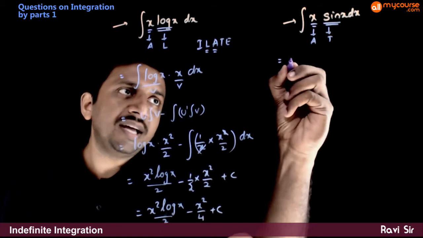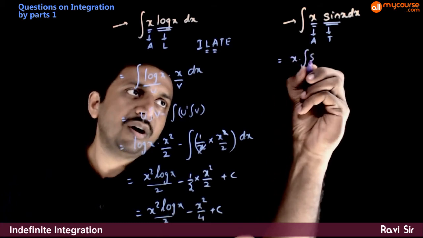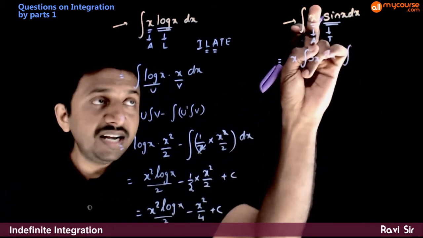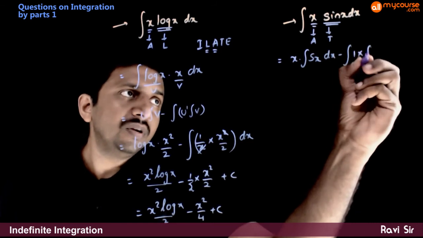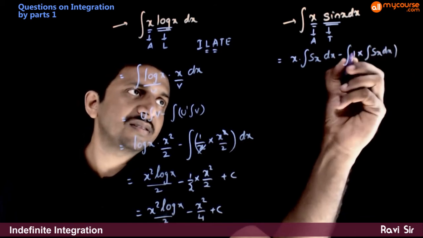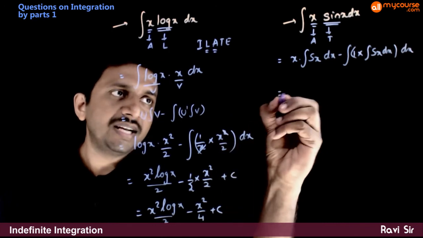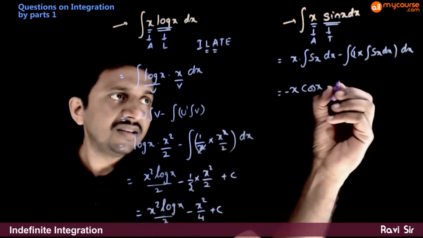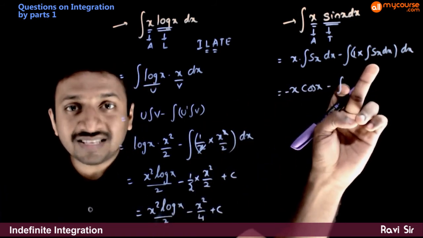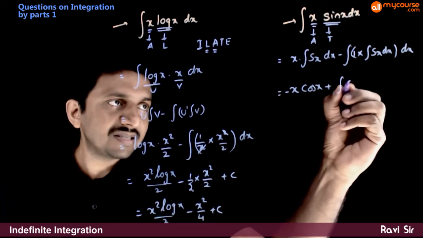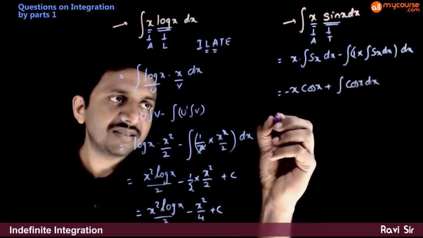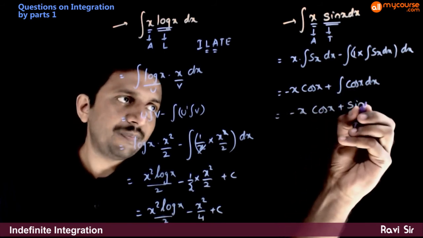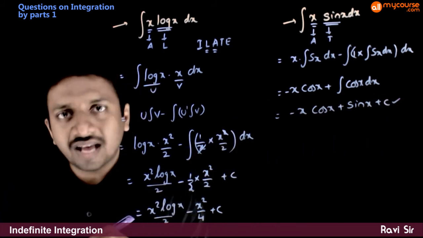So this is equal to u integral v, x into integration of sin x dx, minus integration of du by dx, differentiation of x is 1, into integration of sin x dx, whole dx. That is equal to x into integration of sin x, which is minus cos x, minus integration of minus cos x. So this becomes plus cos x dx, that is equal to minus x cos x plus integration of cos x, which is sin x, plus c is the answer.